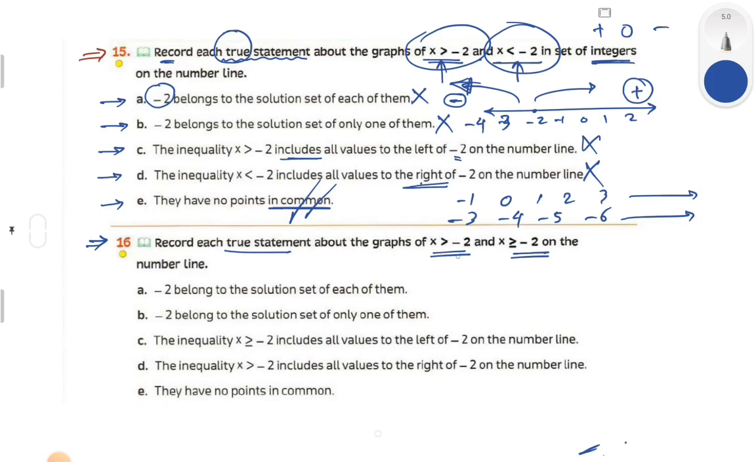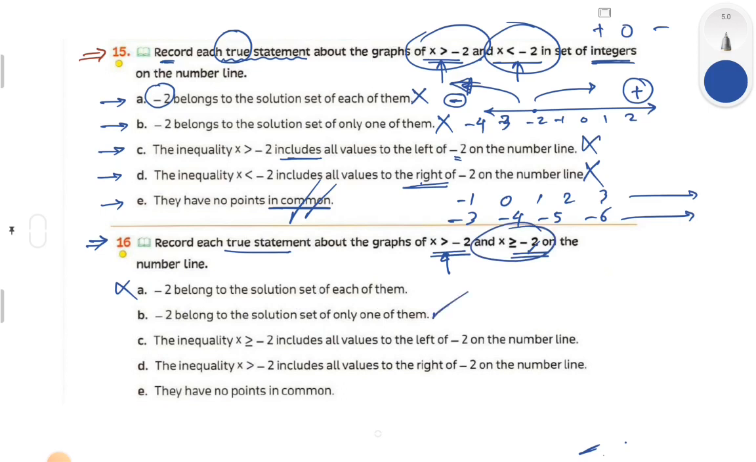x greater than negative 2 and x greater than or equal negative 2. First, does negative 2 belong to the solution set of each of them? No, negative 2 does not belong to the solution of the first inequality. Here we have equal, so negative 2 belongs. Here we have no equal, so negative 2 does not belong. Negative 2 belongs to the solution set of only one. Which one of them? Negative 2 belongs to this one.